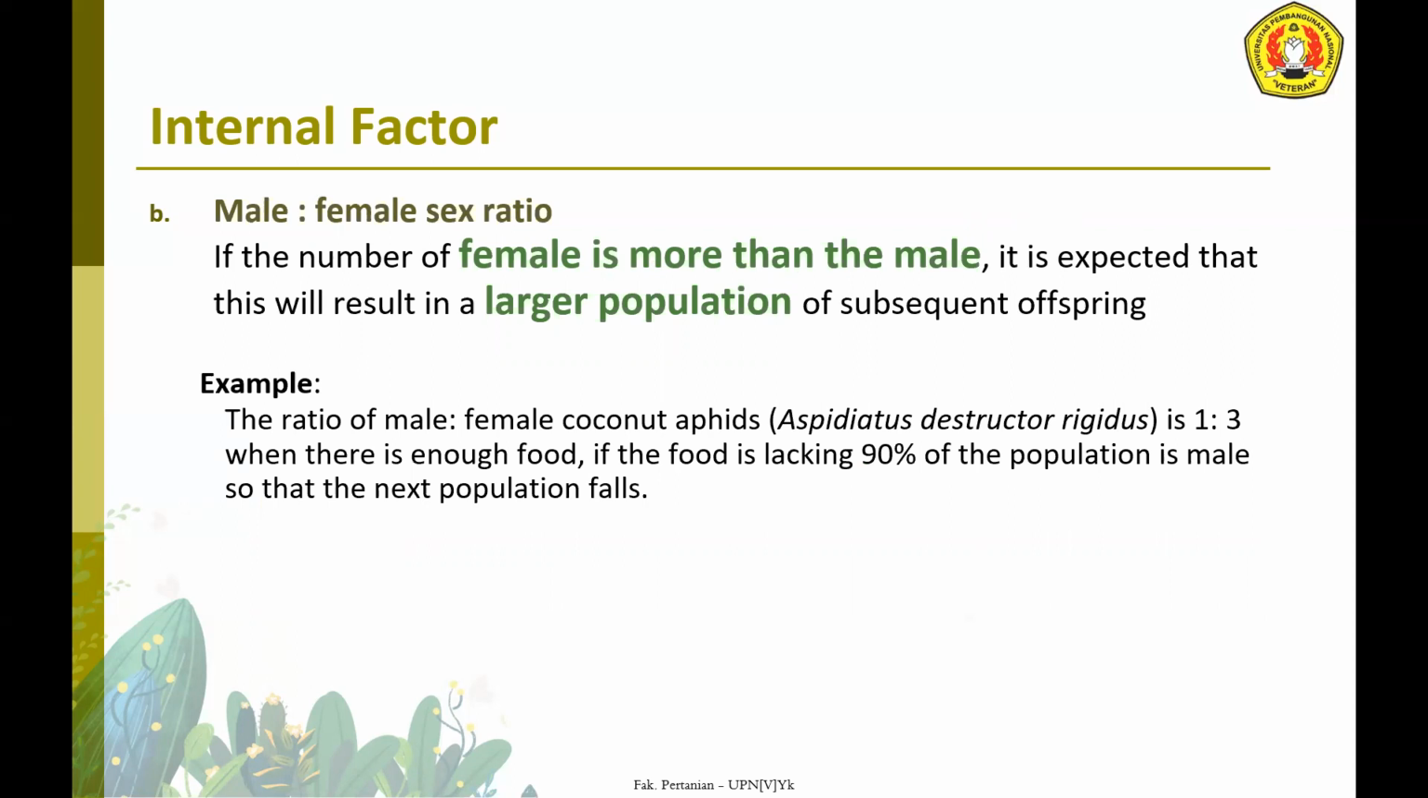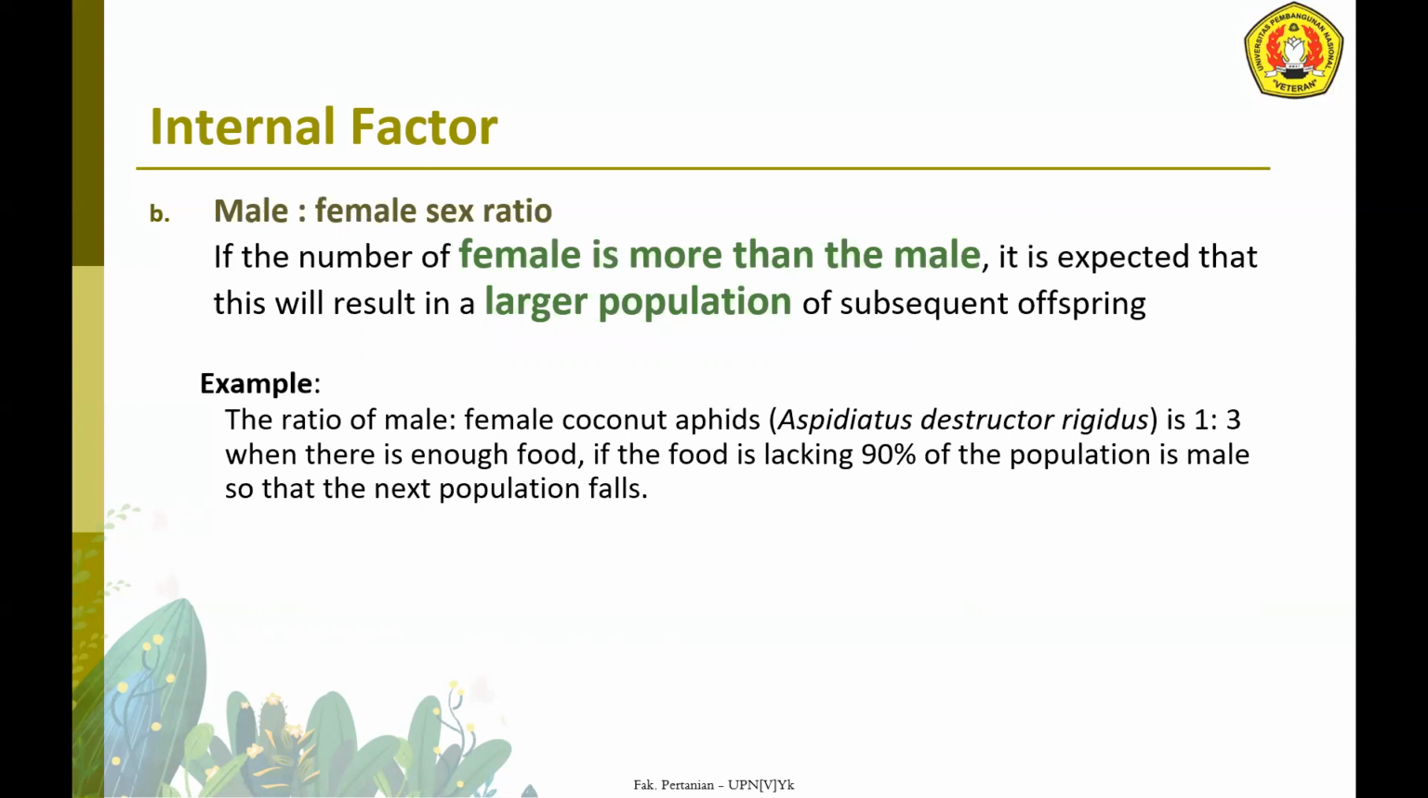Number 2 is male and female sex ratio. In a population of insects, there are females and males. The proportion of males and females is called the sex ratio. When the female population is larger than the male, it is expected to result in a large population in the future. Jadi kalau populasi betina lebih banyak dari jantan, maka kedepannya akan menjadi peningkatan populasi. And the opposite, when the male population is more than female, kedepannya akan berubah menjadi lower population, akan decrease.